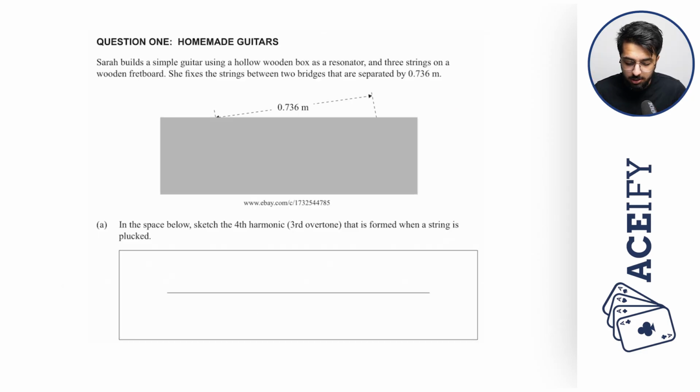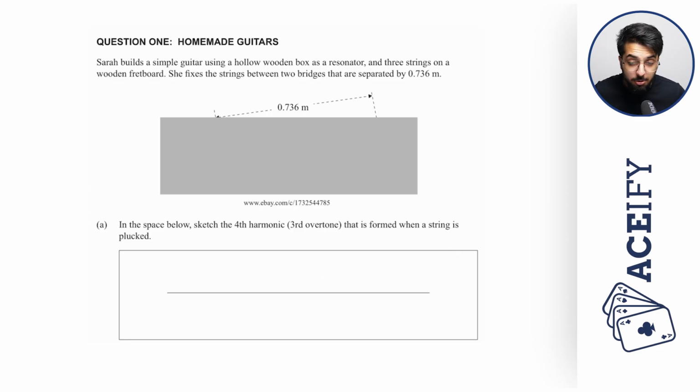Sarah builds a simple guitar using a hollow wooden box as a resonator, and the 3 strings on a wooden fretboard. She fixes the strings between 2 bridges that are separated by 0.736 meters. In the space below, sketch the 4th harmonic or the 3rd overtone that is formed when the string is plucked.